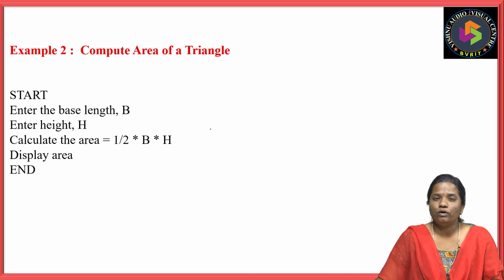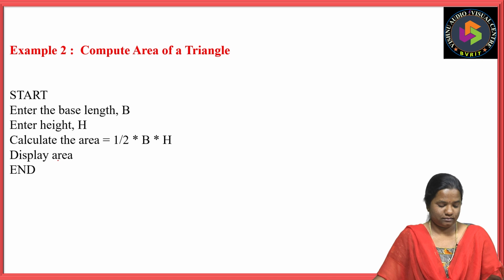Let me give one more example: how to calculate the area of a triangle. Here also I am starting my pseudocode with start. After that, enter the base length B, enter the height H. Calculate the area by using the formula 1 by 2 into B into H, base length into height. After that, display area, end.